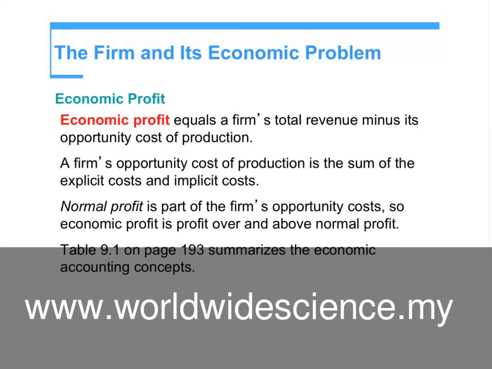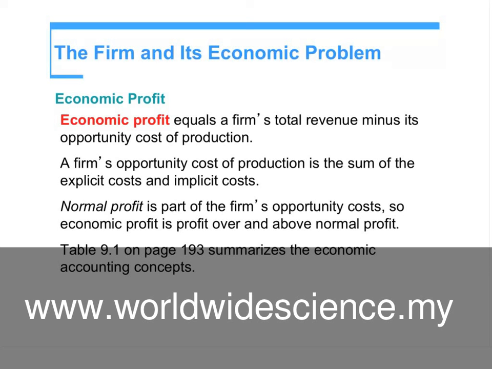So table 9 on page 193 of the book basically summarizes the economic accounting concepts. It's pretty simple: when we say economic profit, we mean the total revenue minus opportunity cost, and a firm's opportunity cost of production is the sum of explicit and implicit costs. So those that we directly incur and those we indirectly incur are both part of our costs.